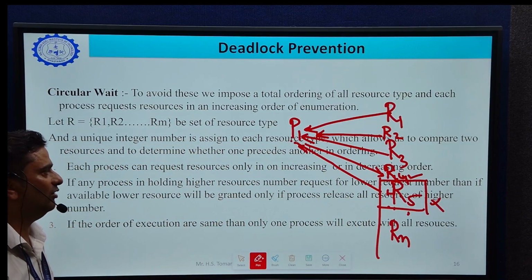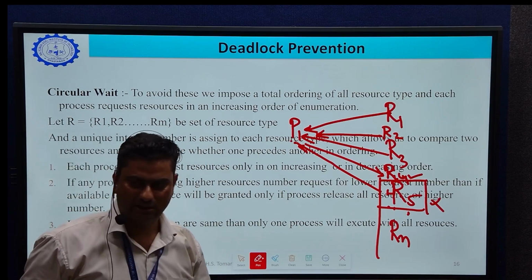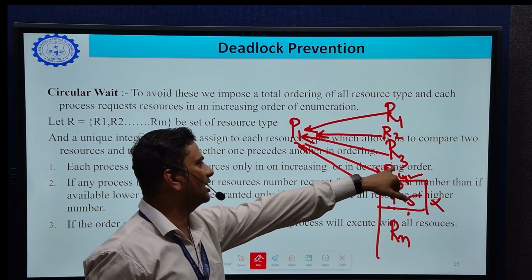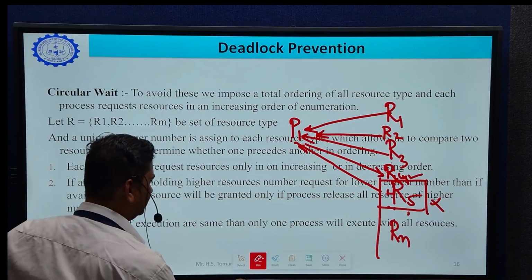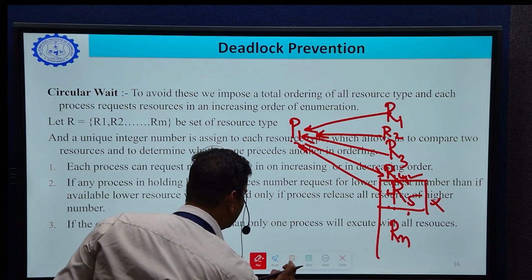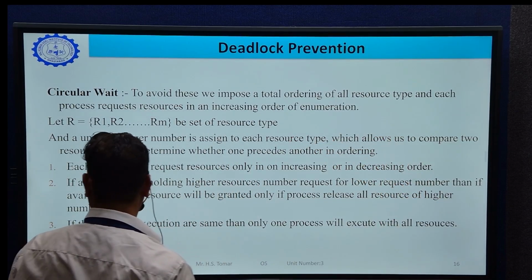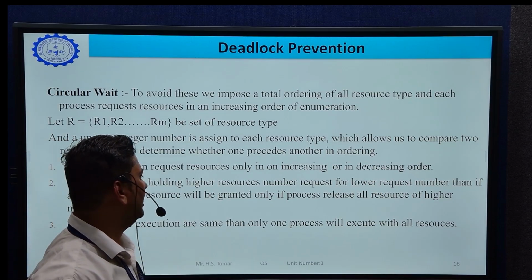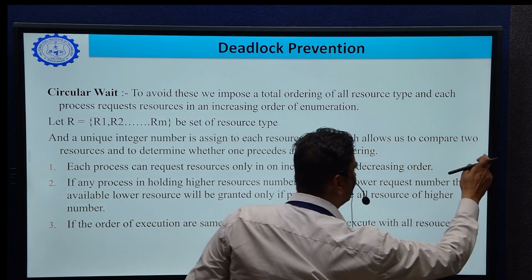That is the meaning of this violation of hold and wait. If any process requests a resource which is a smaller number, then it has to release all the higher number resources. If the order of execution is the same, then only one process will be executed with all resources, like this.